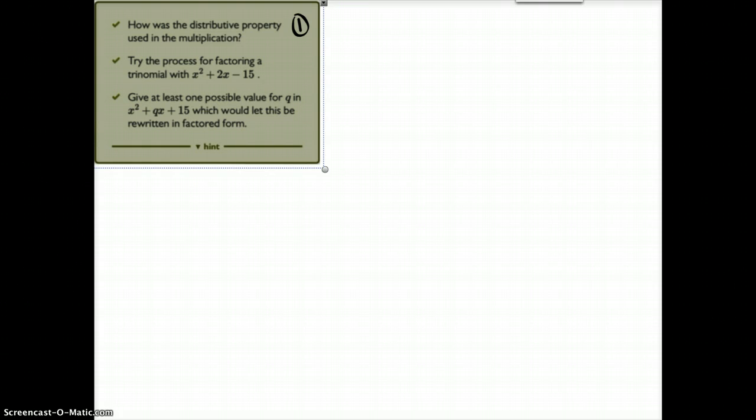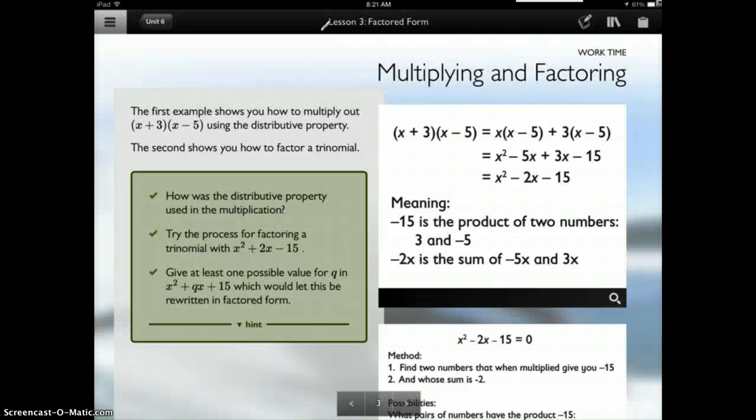Okay, what is the process for factoring x squared plus 2x minus 15? Now this problem is different than the last one because the other one was minus 2. This question is asking for a positive 2, so the answer is going to be a little different, but the process should still be the same. We use our own process.